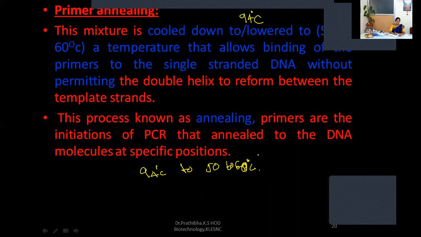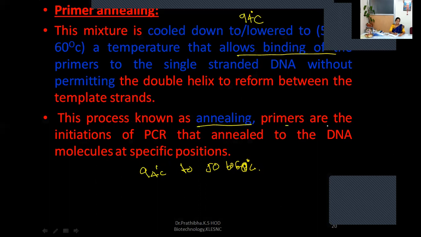Okay, you can write that also. You can write 50 to 60 degrees Celsius. This temperature allows the binding of the primers to the single stranded DNA without permitting the double helix to reform between the template strands. This process is known as annealing.